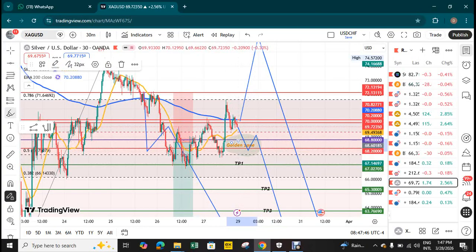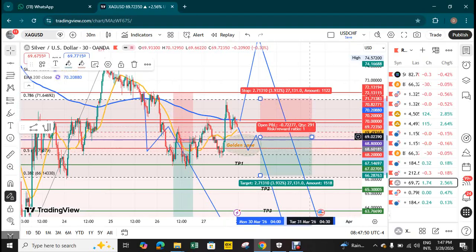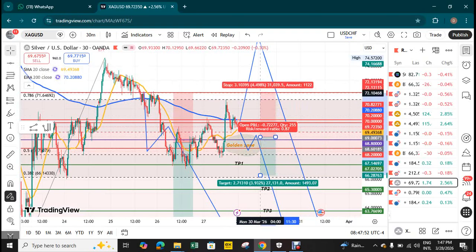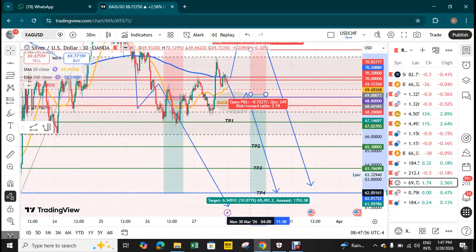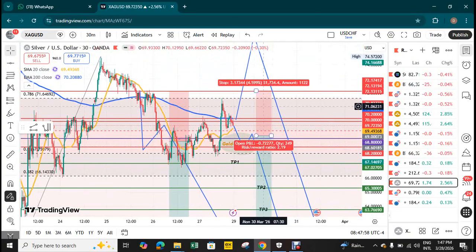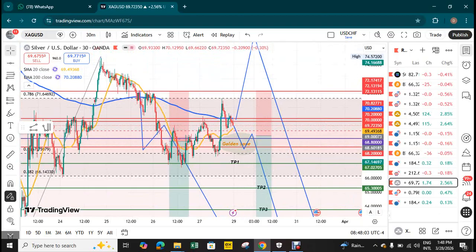Then if price does that, we're likely to take an entry to the downside like this, okay. Same stop loss level, and we take our entry down again to TP4, okay. We want to see something like this, okay. That's just the cue. So we wait and see if price will do this coming week.